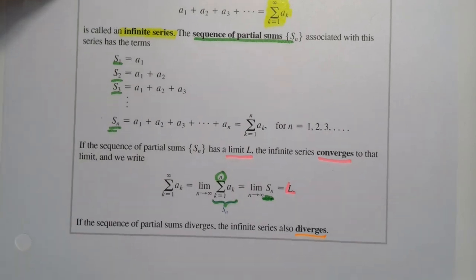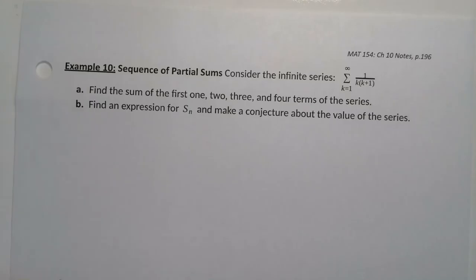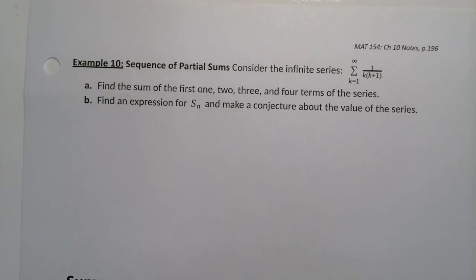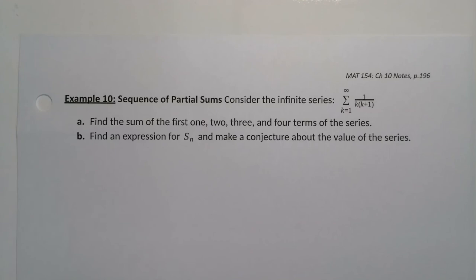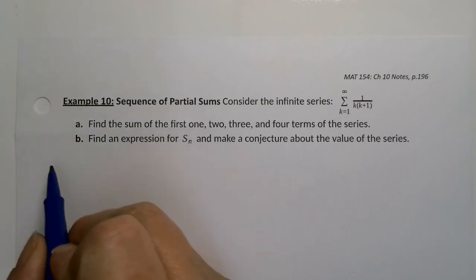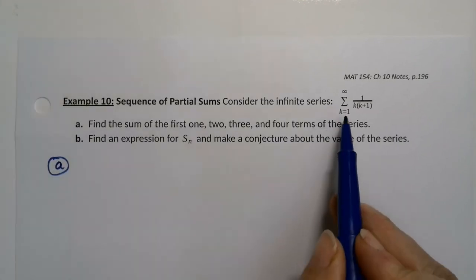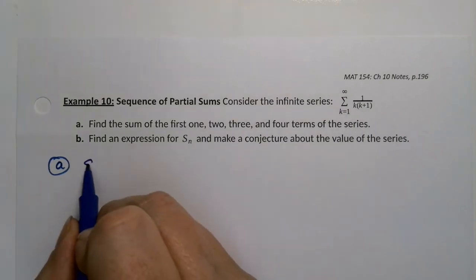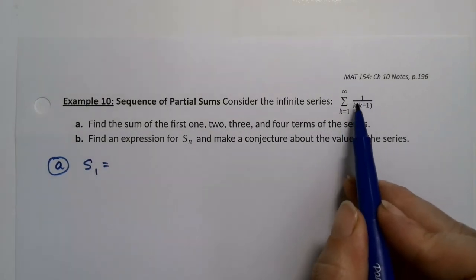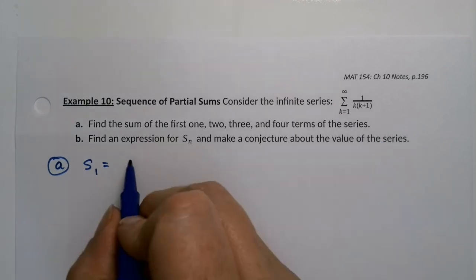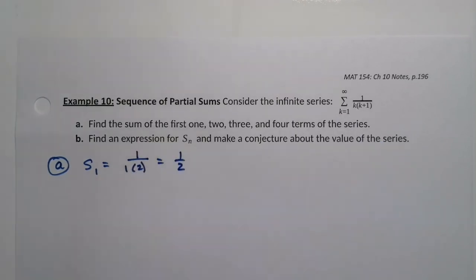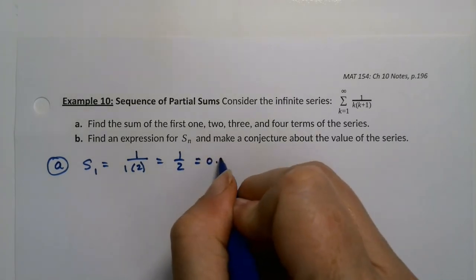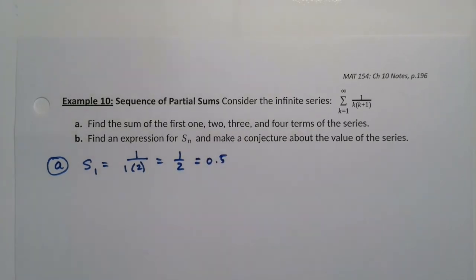All right, let's look at another example for the sequence of partial sums. We want to find the sum of the first 1, 2, 3, and 4 terms of the series. Okay, so we're going to be building a partial sum sequence here. So for letter A, it wants us to start at 1. So S sub 1 would be equal to 1 over 1 times 1 plus 1, which is 1 over 1 times 2, which is 1 over 2, or 0.5, if you want to see it as a decimal.